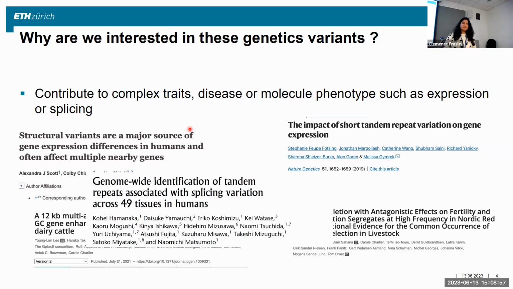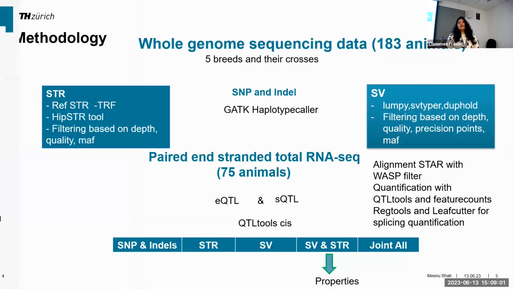So the idea of this paper is to understand this part, and to do that, in our paper, we followed this basic concept. We had the whole genome sequence data of 183 animals from 5 breeds and their crosses mostly.